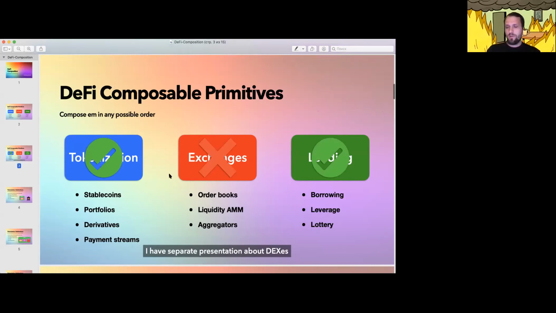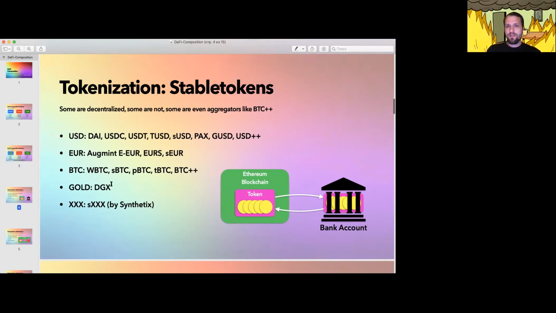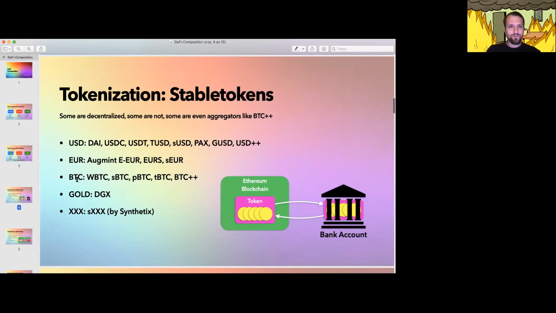So in this presentation, I'm going to cover two topics, tokenization and lending. And I'm not going to talk about exchanges, because I have a separate presentation about exchanges. It's also quite big. Okay, so let's start from stable tokens.